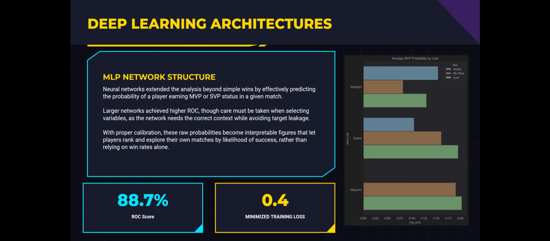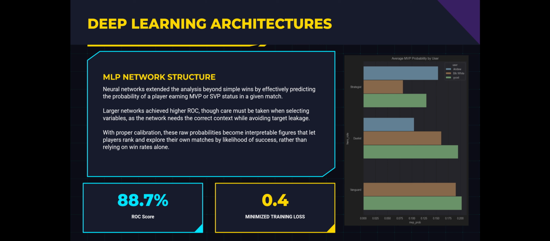Changing gears a little bit, the deep learning architecture here is a multi-layer perceptron with 3 hidden layers and 32 neurons per layer. The target of this machine learning approach was not to predict winning. We were to predict MVP or SVP status. These are classifications given by the video game at the end of the round to say who the most important player was per team.